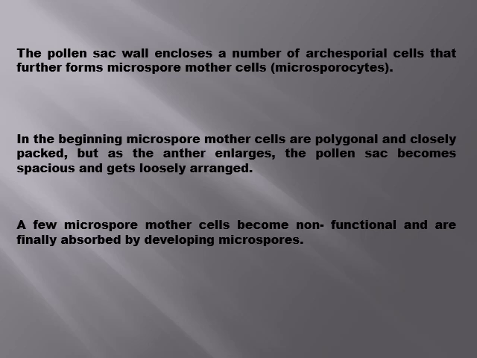But as the anther enlarges, the pollen sacs become spacious and the cells get loosely arranged. A few microspore mother cells become non-functional. When the microspore mother cells are loosely arranged, then a few of the microspore mother cells become non-functional and are finally absorbed by the developing microspores.